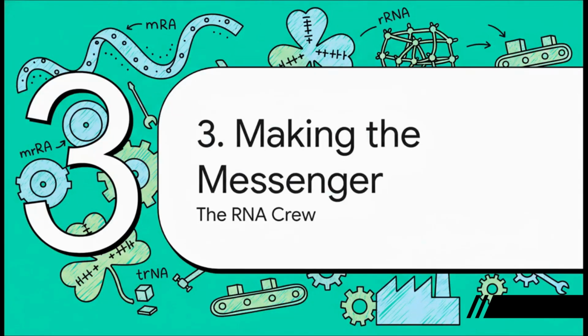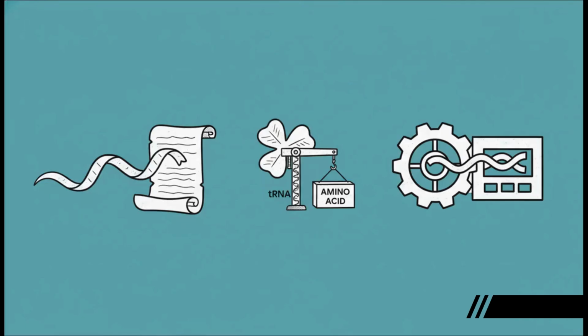Okay, so the cell made its RNA copy. Great. But it's not quite that simple. The cell actually makes a few different kinds of RNA. You can think of them like a specialized factory crew, where each member has a very specific and important job to do to get that protein built. And here are the three key players you absolutely have to know for CUET.